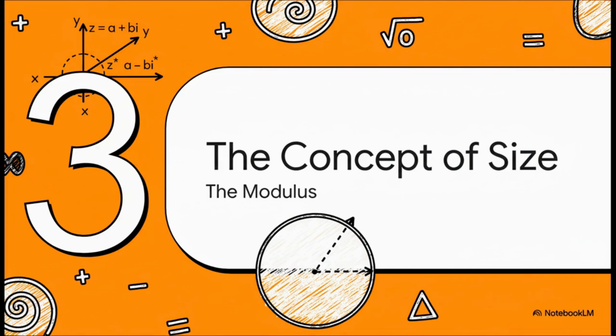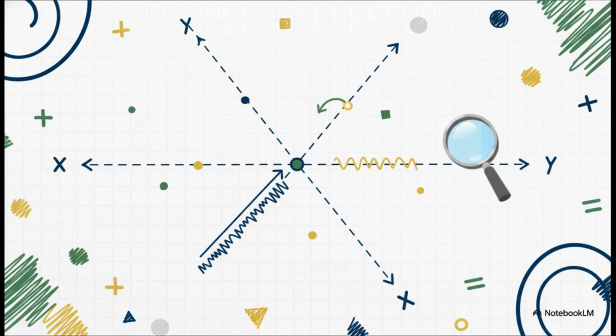Okay, so we've got the basic parts. We've got our secret weapon, the conjugate. Now let's talk about the size of these numbers. You know, their magnitude. In the math world, they call this the modulus. Don't let the fancy name fool you. The modulus is just how far this number is from 0. That's all. If you imagine the real part x on one axis and the imaginary y on the other, it's just a distance.